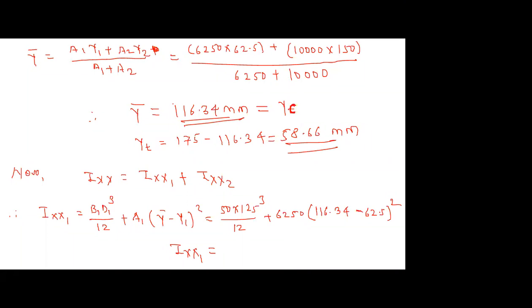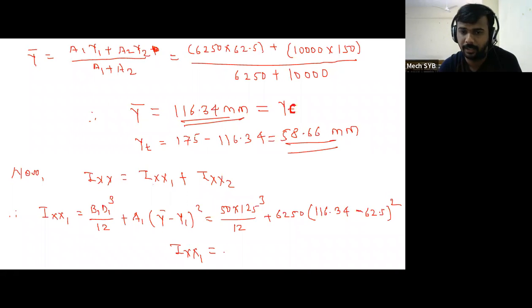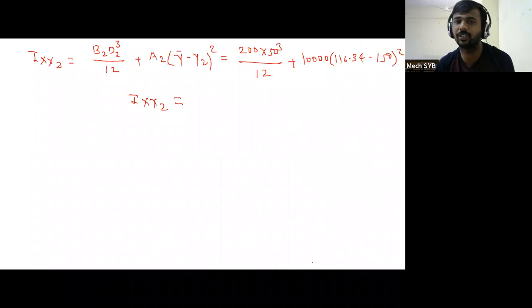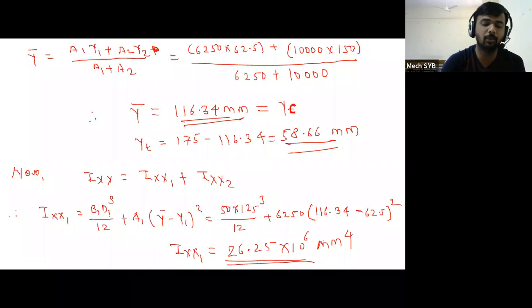26.25 into 10 raised to 6. So I will write the answer here: 26.25 into 10 raised to 6 mm raised to 4. Please check your answer. Send your answers in the chat box. Ixx1 is equal to 26.25 into 10 raised to 6, and Ixx2 if you have calculated. Check your Ixx1 value, 26.25 into 10 raised to 6 mm raised to 4.